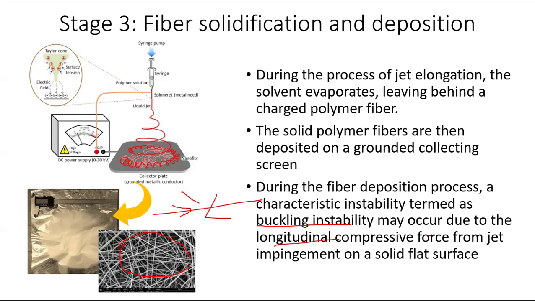So we call that the buckling instability. And buckling instability is basically due to the longitudinal compressive forces from the jet which comes and deposits on the collector plate.